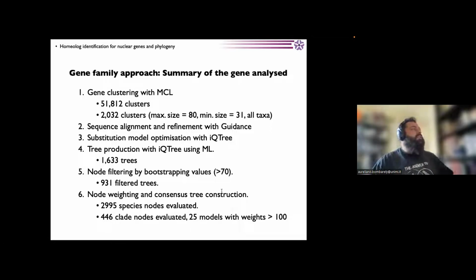So we ended with 51,000 clusters initially, but when we selected only the clusters with certain sizes, in order to have only one copy for the diploid genes, we ended with 2,000. We did the sequence alignment with Guidance, the substitution model optimization, the tree production. We ended with 1,633 trees. Then we did the node filtering with bootstrapping values of more than 70. We ended with around 931 filtered trees. And then we started to do this node weighting and the tree construction, okay?